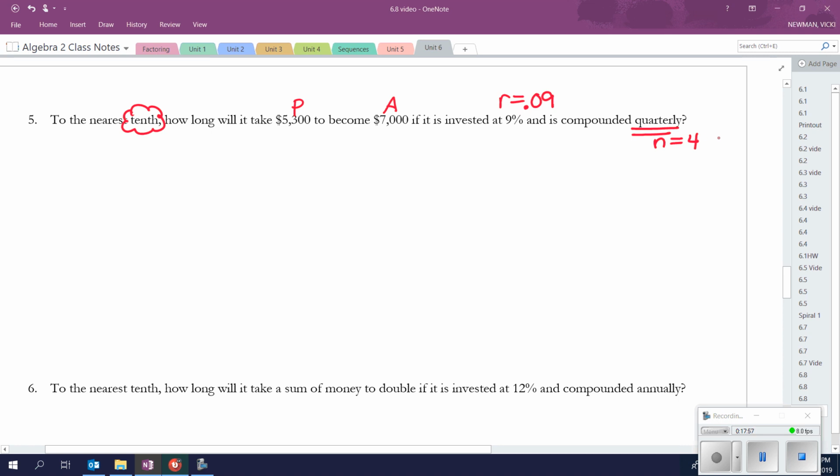So now you have all that information, but you also have to be able to set it up. You have to know A equals P, 1 plus. That part should be, no matter what, you should have that down. It mentions an n value, so it's r over n raised to the nt. Okay, so we have A is 7,000, our final amount. P is 5,300, our initial amount. 1 plus 0.09 divided by 4 to the 4t.